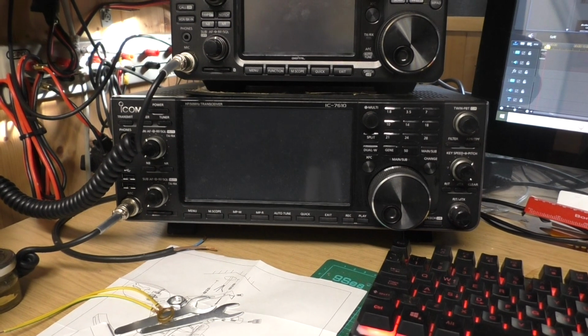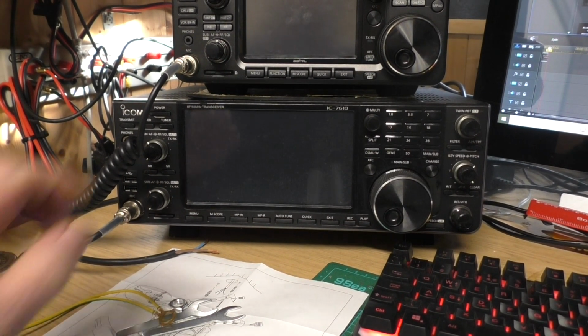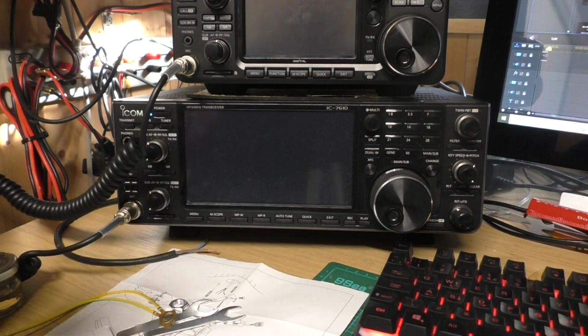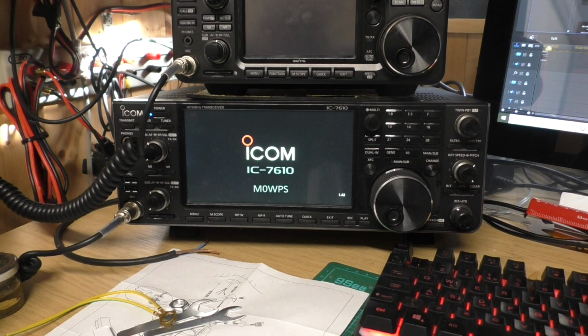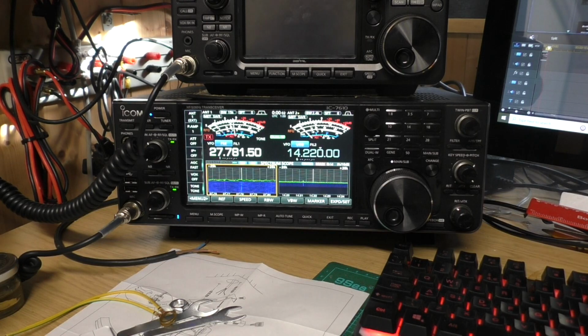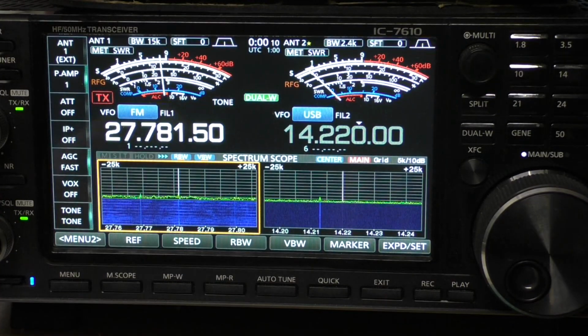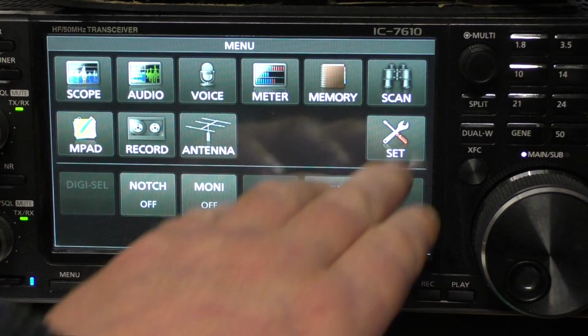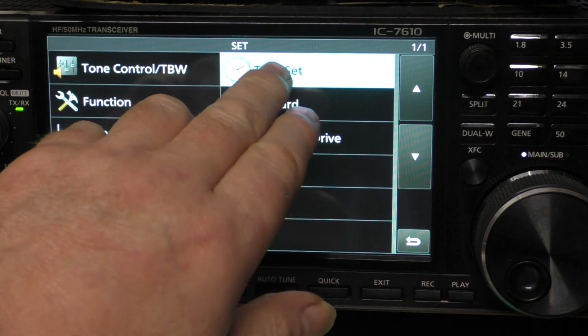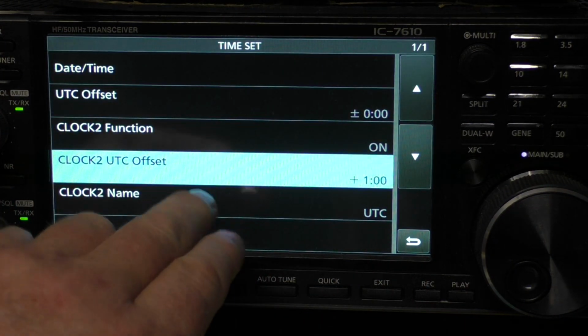My Icom IC7610. It's got a problem when I power it up. Let's play it well. And it keeps losing the time and the date, which is getting a bit annoying, to be honest. I'm going to the menu. I have to keep setting the date and time.